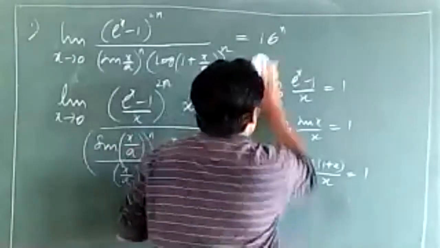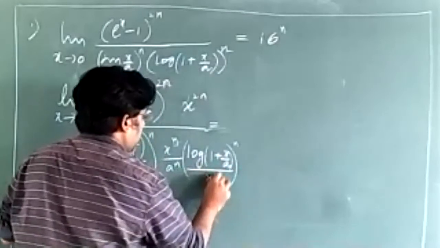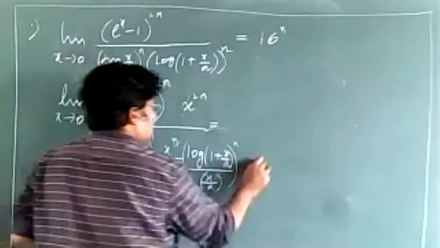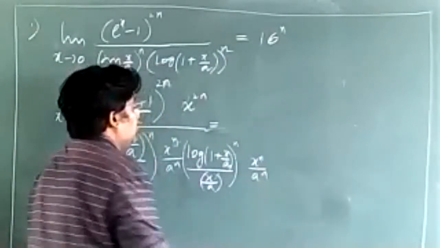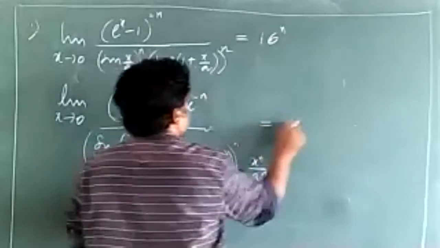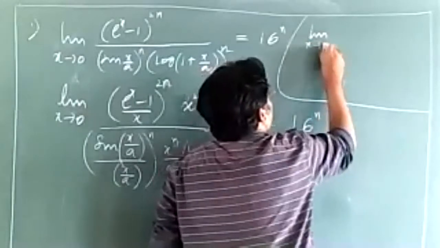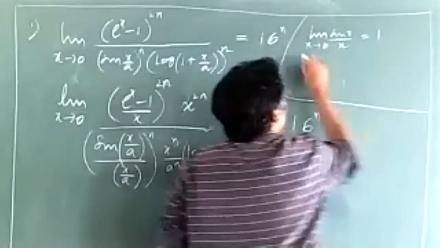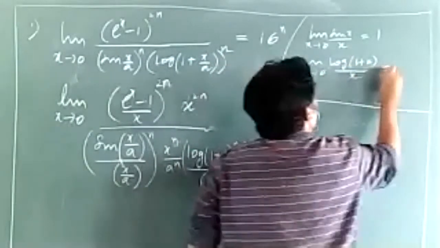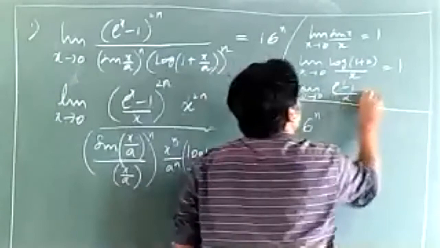I'll write this formula later. I'll multiply and divide by x/a, so it becomes multiply and divide by x^n over a^n. Hope you understood these things. Now, this complete expression is equal to 16^n. I've used three formulas: limit x tends to 0 of sin x by x is 1, limit x tends to 0 of log(1 plus x) by x is 1, and limit x tends to 0 of (e^x minus 1) by x is 1.